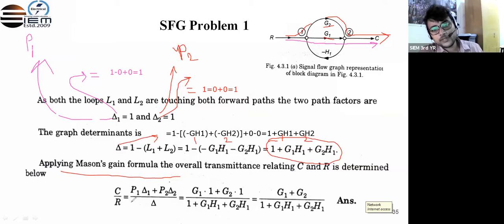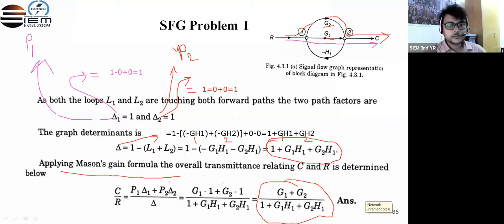P1 del 1 is nothing but G1 into 1, and P2 del 2 becomes G2 into 1, by del. Del means 1 plus G1H1 plus G2H2. So it will be G1 plus G2 by 1 plus G1H1 plus G2H2. So this is the overall transmittance.